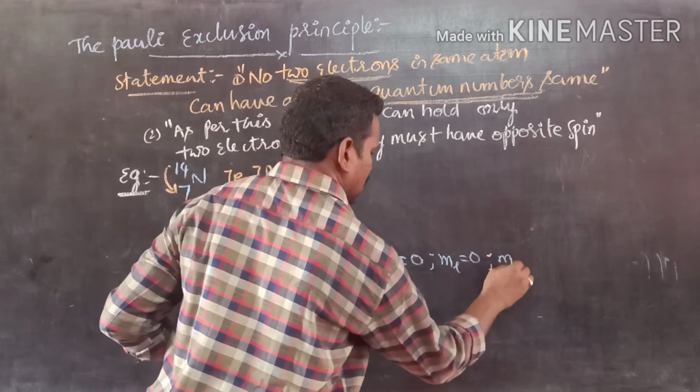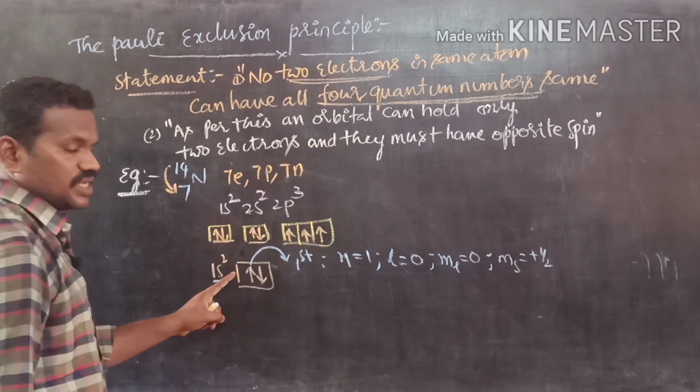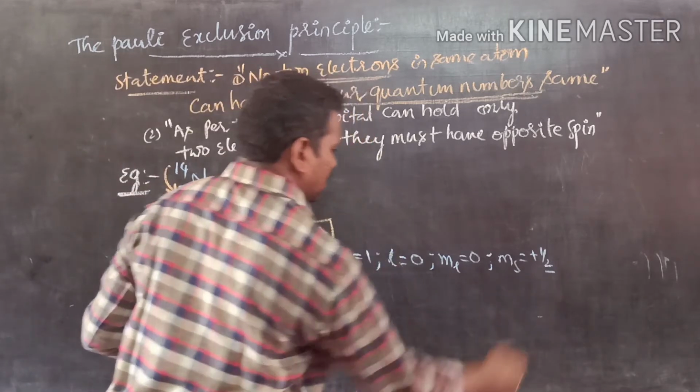Now what is the last one? ms is equal to plus half. Why? Because the first electron is in the upward direction, that is, clockwise. So it is represented as plus half.